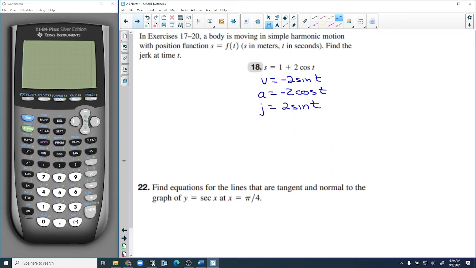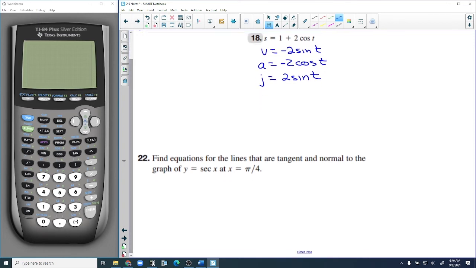Try number 22. Find equations for the lines that are tangent and normal to the graph of y equals secant of x at x equals pi over 4. So you need a point and you need a slope. And the x-coordinate for the point is pi over 4. Let's see how far you can get on that one. You're going to have to remember your unit circle a little bit.